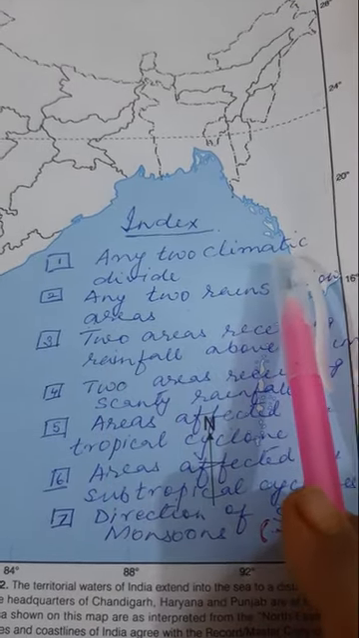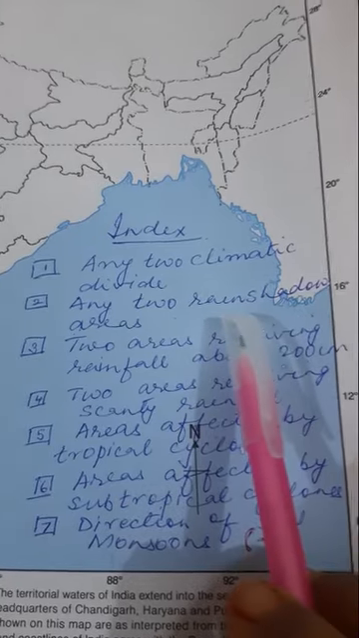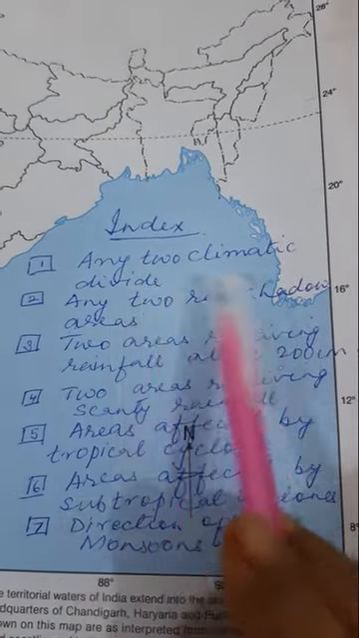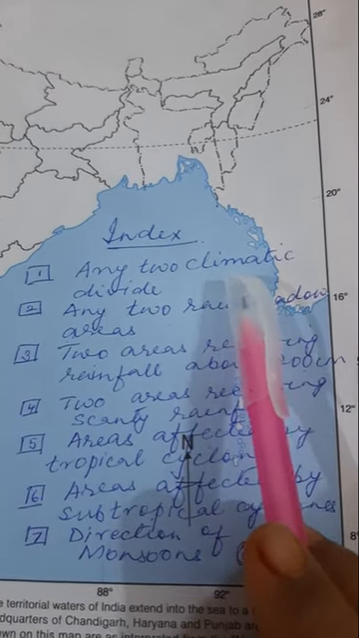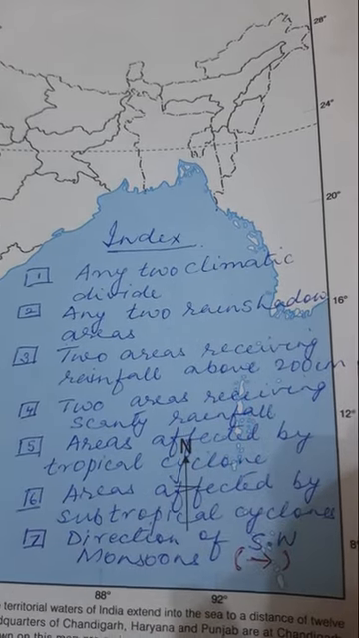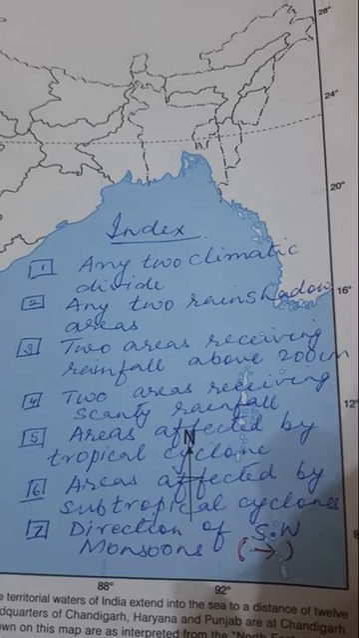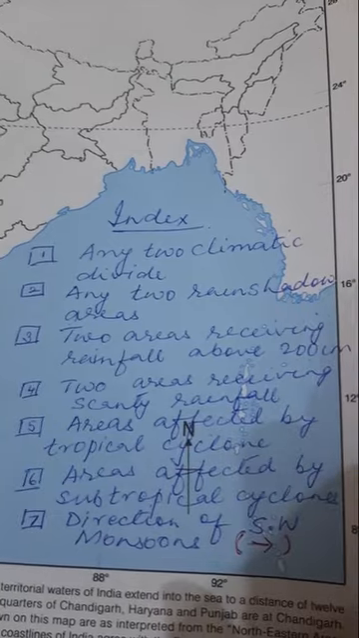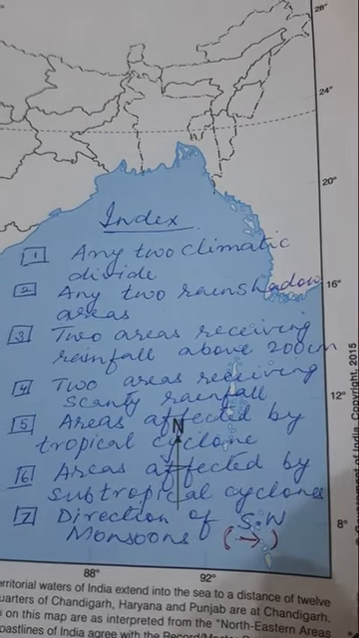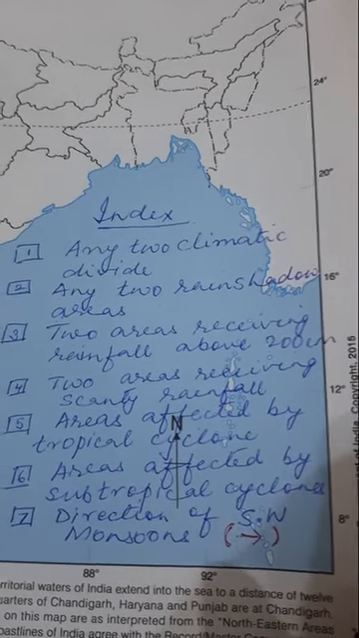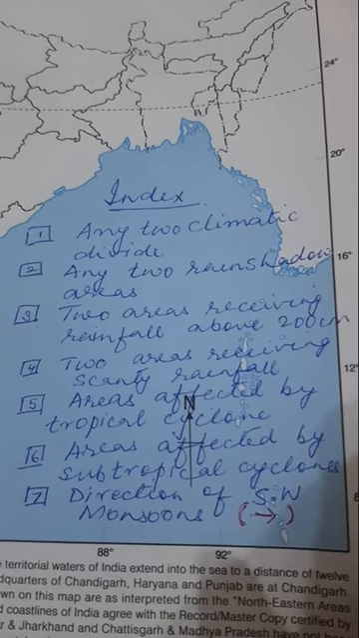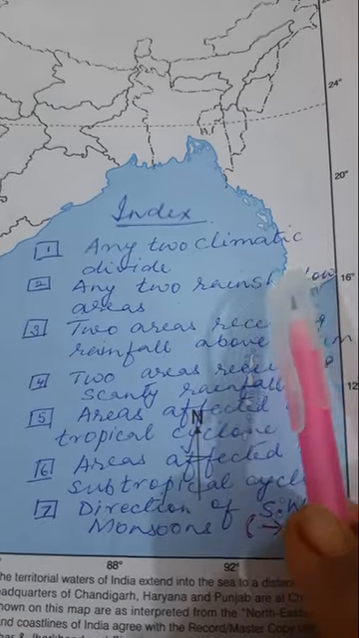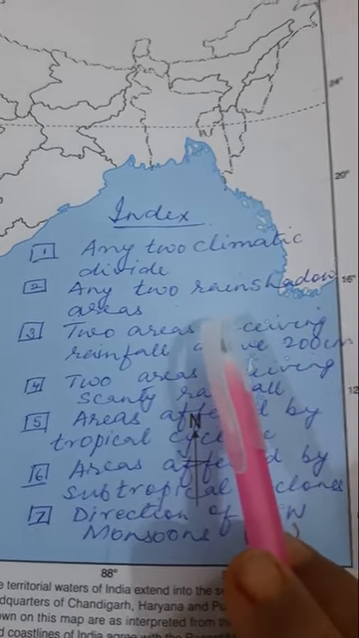Now children, climatic divide and rain shadow areas are related. Climatic divide is generally a high mountain which creates difference between the climatic condition of the two sides. Like one side will be dry, the other side will be wet, or one side will be hot, the other side will be cold. Rain shadow area generally lies at the back of the mountain.